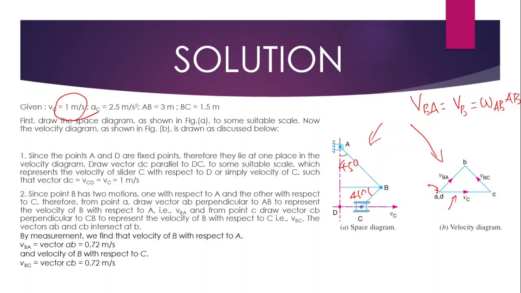Then the meeting point of this line and this line will become point B. Then we can measure vector AB and vector BC. Vector AB is equal to VBA and vector BC is equal to VBC. Then that VBA is equal to 0.72 meter per second and VBC is equal to 0.72 meter per second. We can multiply this length by the scale which is taken to represent the velocity diagram. Okay, that is all about the velocity diagram.